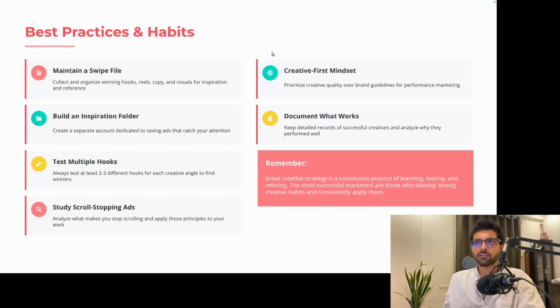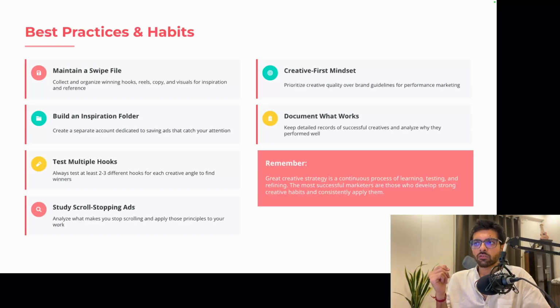Now coming to best practices and habits, this is what I do, and I recommend other performance marketers as well. Maintain a swipe file. So whatever hooks work for you, or you found somebody else sharing, reels. I also save organic reels a lot. So I have two Instagram accounts. Whenever I'm going on Instagram and I see one particular hook or a reel or an ad which grabbed my attention, I share it to my other Instagram account, which becomes a good repository for me to reference. Copies, ad copies, or particular static messaging that grabs your attention, and same goes for visuals, right?